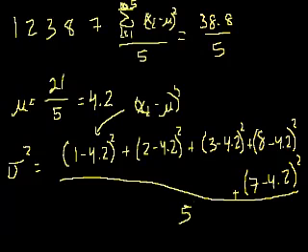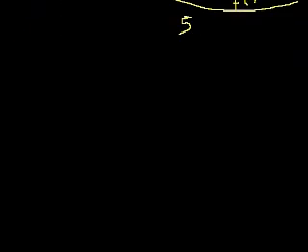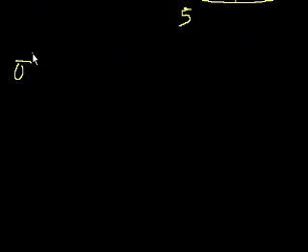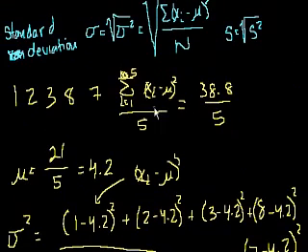And so 38.8 divided by 5 is 7.76. So the variance is equal to 7.76.